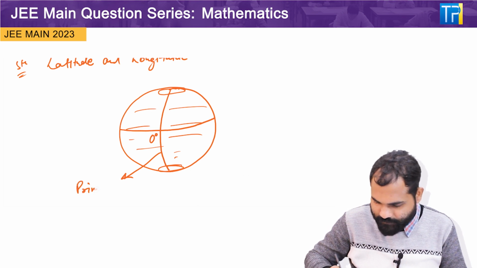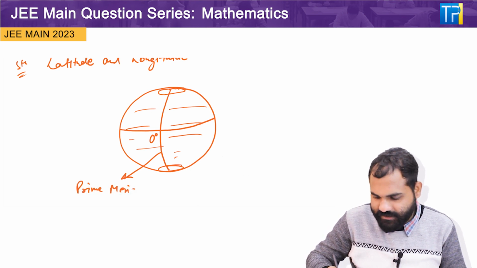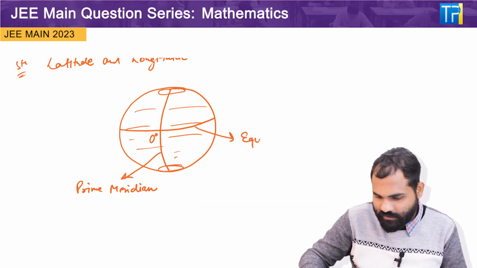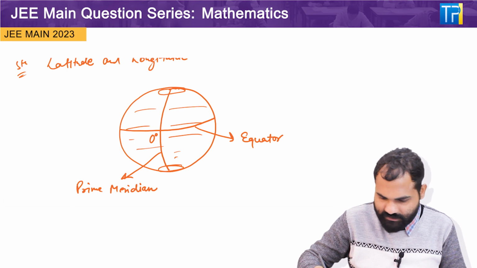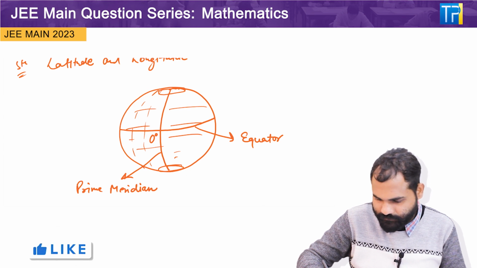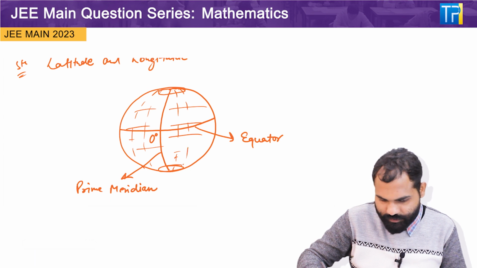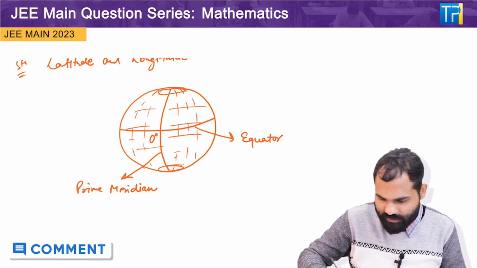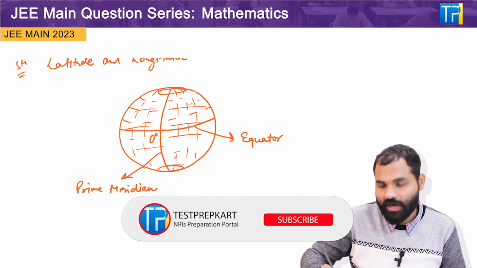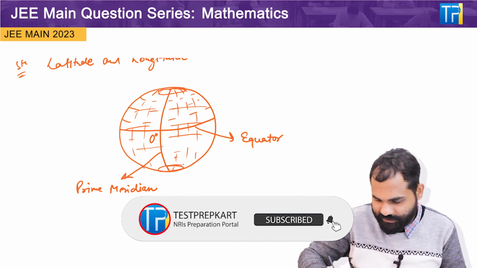prime meridian, and this is known as the equator. Okay, and here we have these lines, these are known as longitude and latitude. So this is one of the best examples that you can understand how the coordinate geometry works in real space.